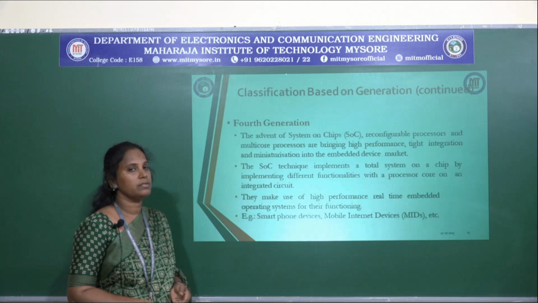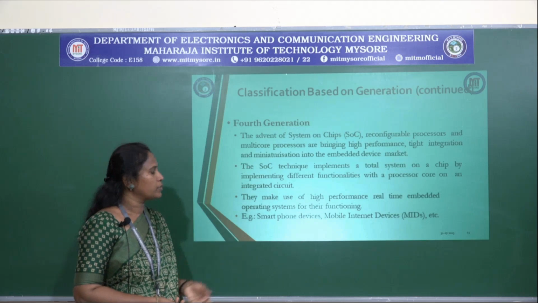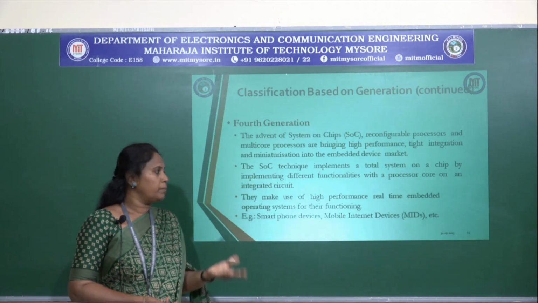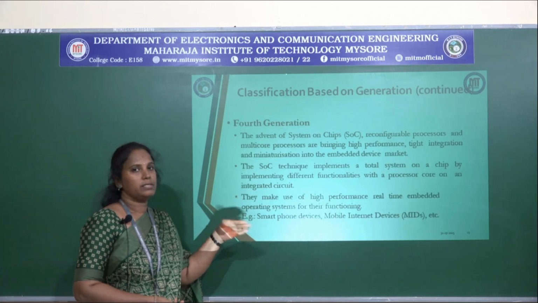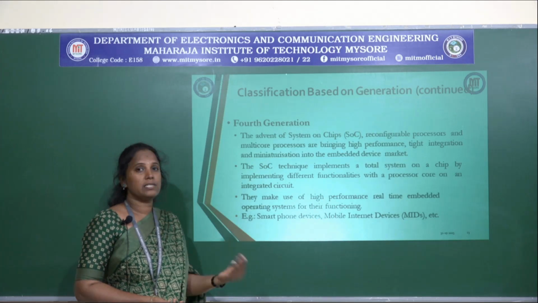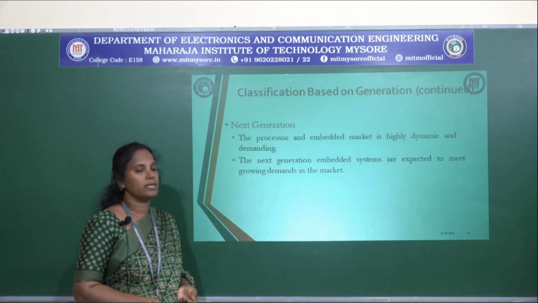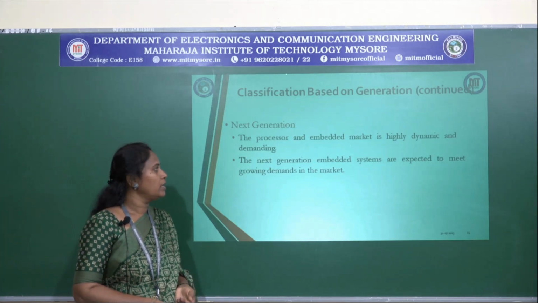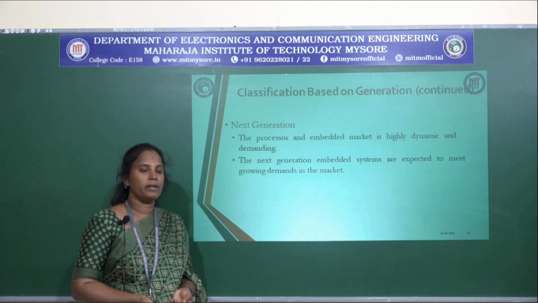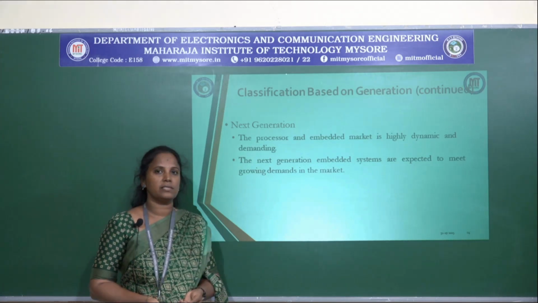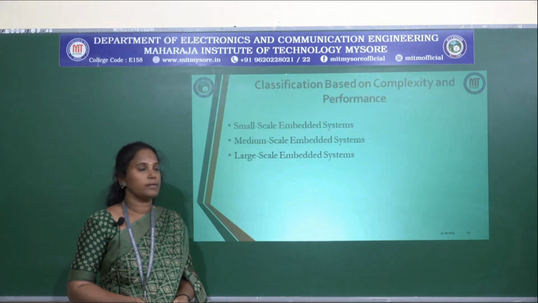Coming to the 4th generation, it is called the system on chip generation, where we have very high performance processors with processor as well as controller integrated together. The smartphones we are using, as well as digital cameras, are all related to the 4th generation. And the next generation is 5G technology, where we know the speed at which 5G is operating and the numerous application areas with respect to 5G, with the highest processing speed of the processor.